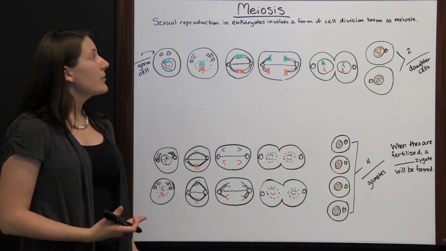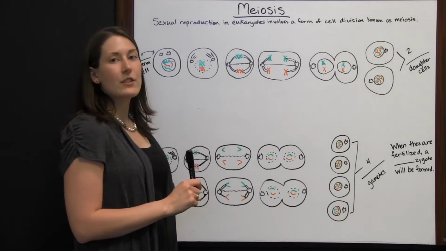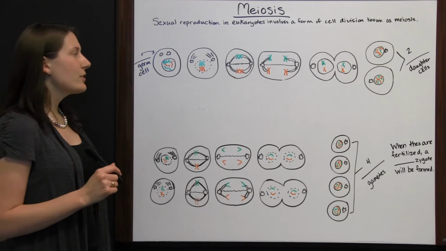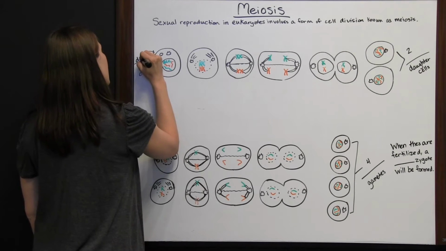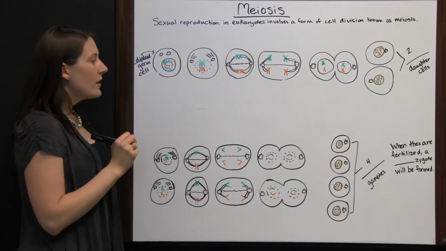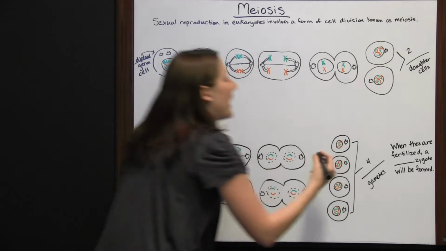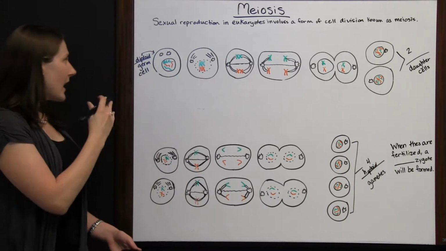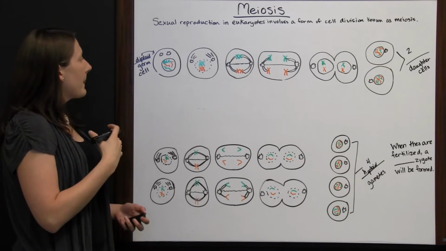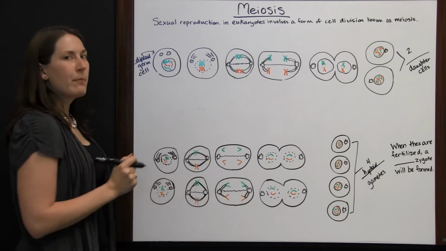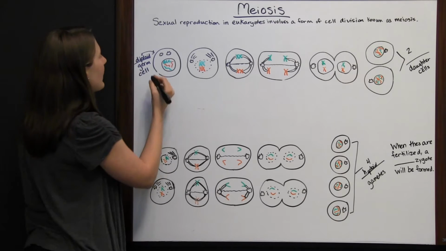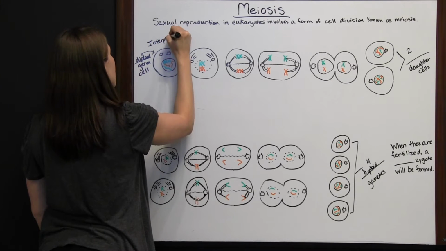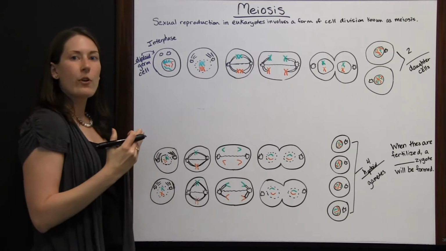Meiosis. Sexual reproduction in eukaryotes involves a form of cell division known as meiosis. It has several different stages that are carried out to let one diploid germ cell result in 4 haploid gametes. And diploid means that it's going to have multiple copies of the genetic information, where haploid means it's going to have one copy.